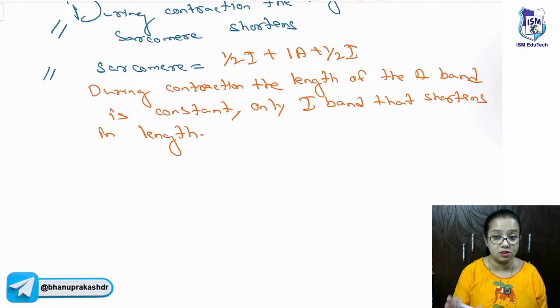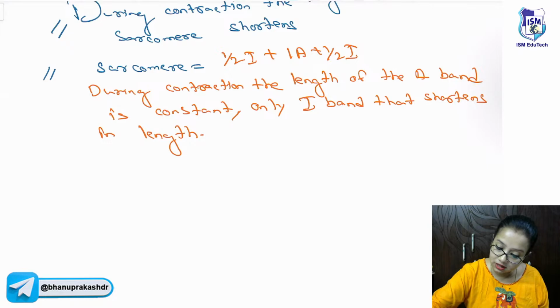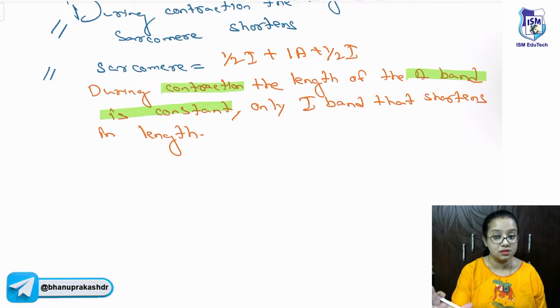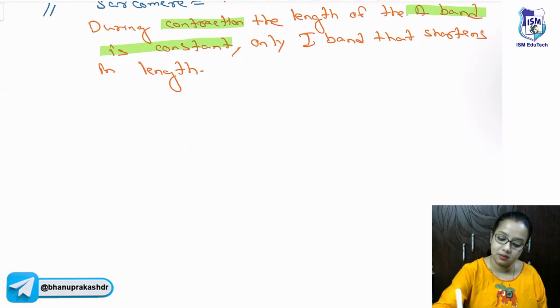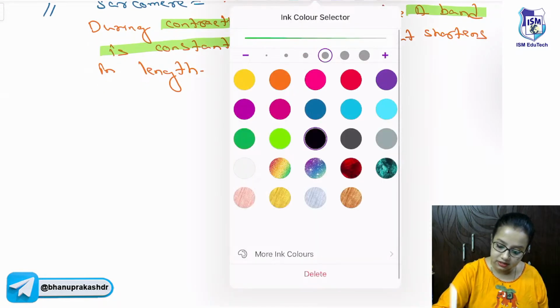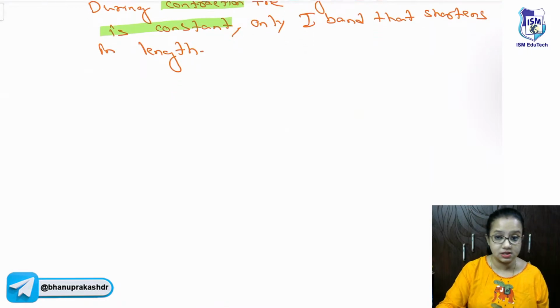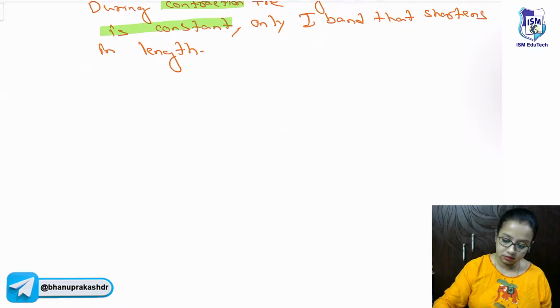So what is the take from it? The take from this is that during contraction of the muscle, the length of the A band remains constant. This is the take from the sarcomere, and it results in various kinds of tensions, passive tension and active tension, which will come later. This is understanding the sarcomere.